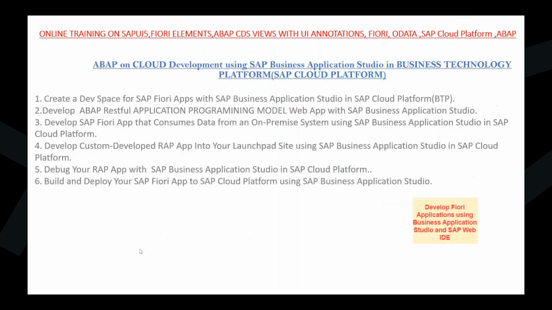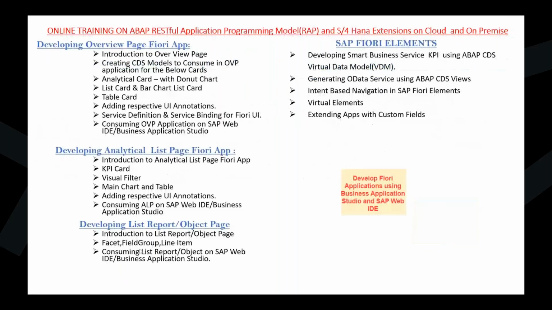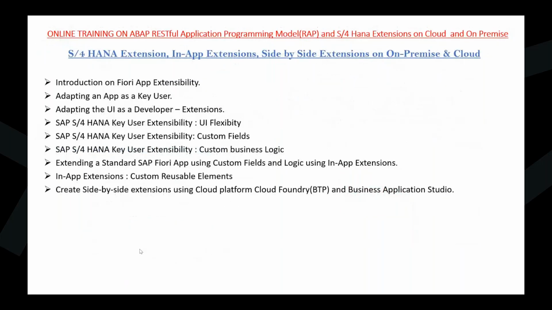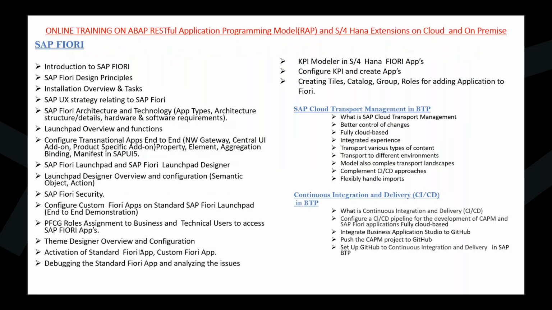Then we move that application to the different subaccounts in BTP, because generally in an on-premises landscape we used to have development, quality, and production. In the same way we will have three subaccounts, and we will transfer the data from one subaccount to another using the SAP Cloud Transport Management service in BTP, and also with the help of continuous integration and delivery using CI/CD, and also integrating our SAP Fiori application into GitHub. Everything will be covered in this part of the training.